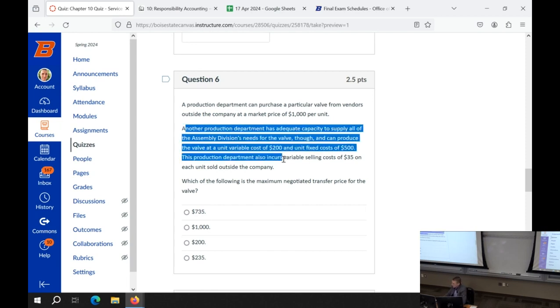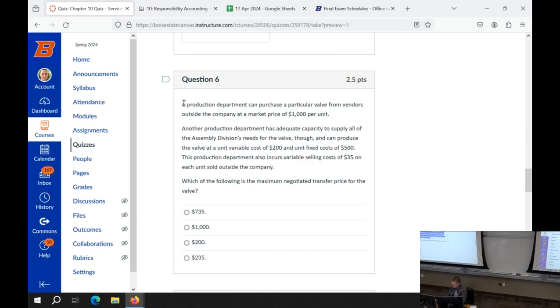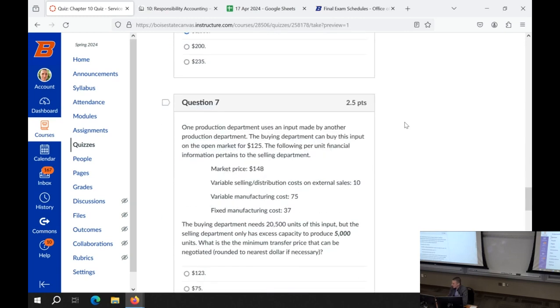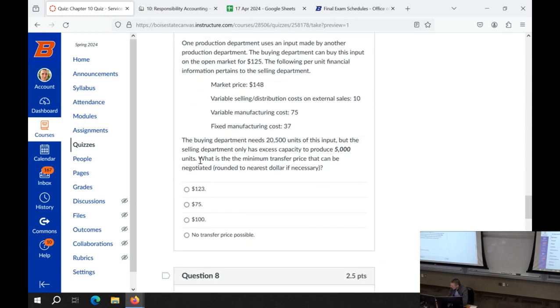But a bunch of information about the selling department is right here. That's producing the valve and then selling it to the other department, which is the buying department in this first paragraph. Now, anybody recall how you determine the maximum transfer price you might negotiate? Yeah, it's just the buying department's $1,000 market price, what they could buy on the outside market. The buyer sets the maximum price, the seller sets the minimum price. Record time, despite me making it take longer than it should.